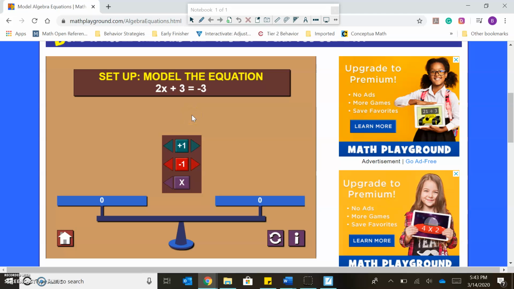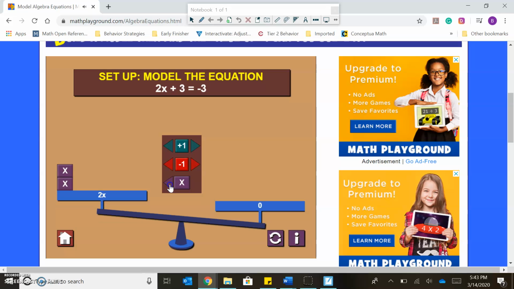So think about it. If you have 2x plus 3 equals negative 3, how many x's do you think that we need on the left side? That's right, we need 2. So I'm going to add 2 on the left side by clicking on the button. Now this says plus 3 or positive 3, so I need to add 3 ones. Notice how this matches this.